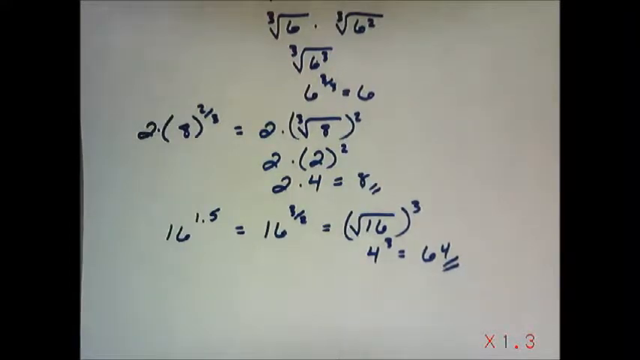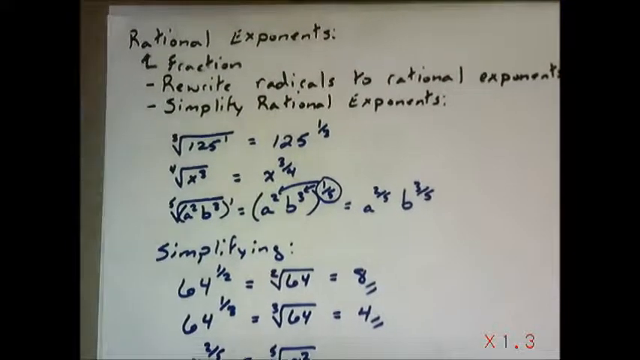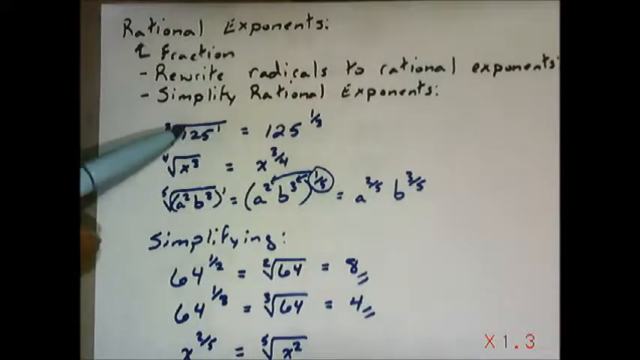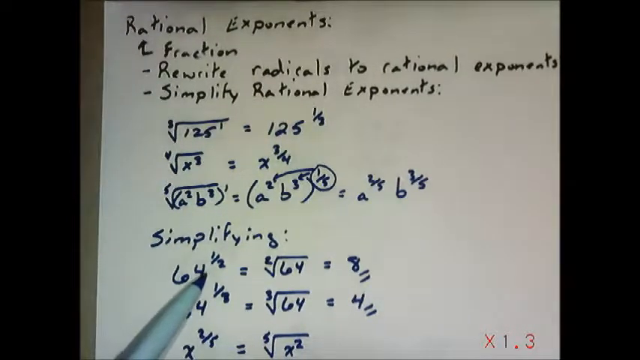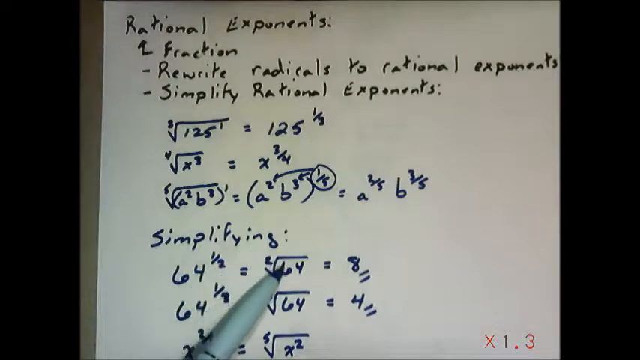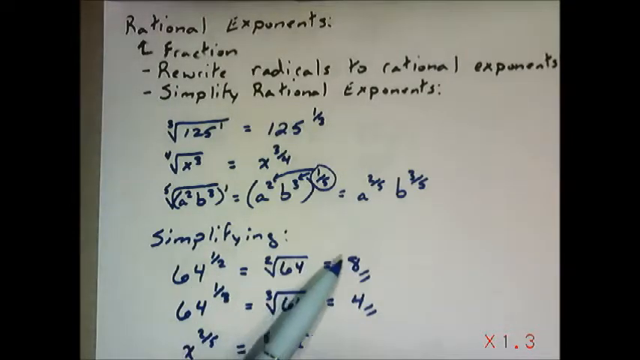So if we look at a review fairly quickly, we looked at how to change a radical into a rational exponent, and we also looked at simplifying a rational exponent by changing it back to a radical and using our laws that we had learned previously.